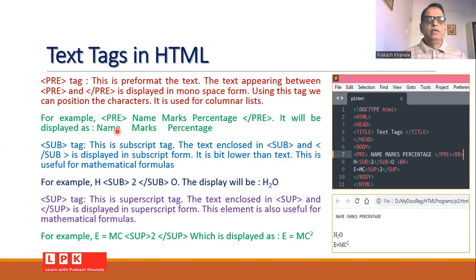For example, if I use name, marks, and percentage, and these are enclosed within the pre tag, then you will find that they will appear as a column list.